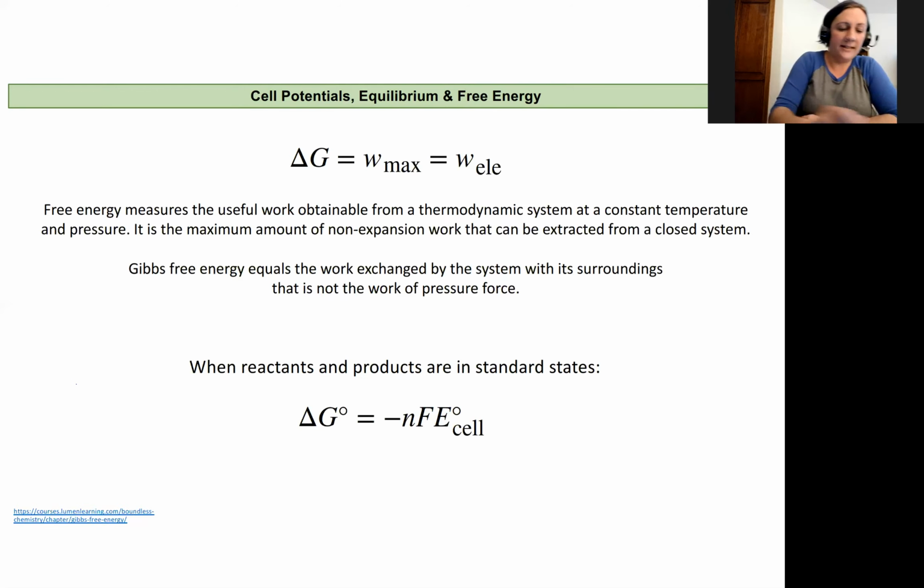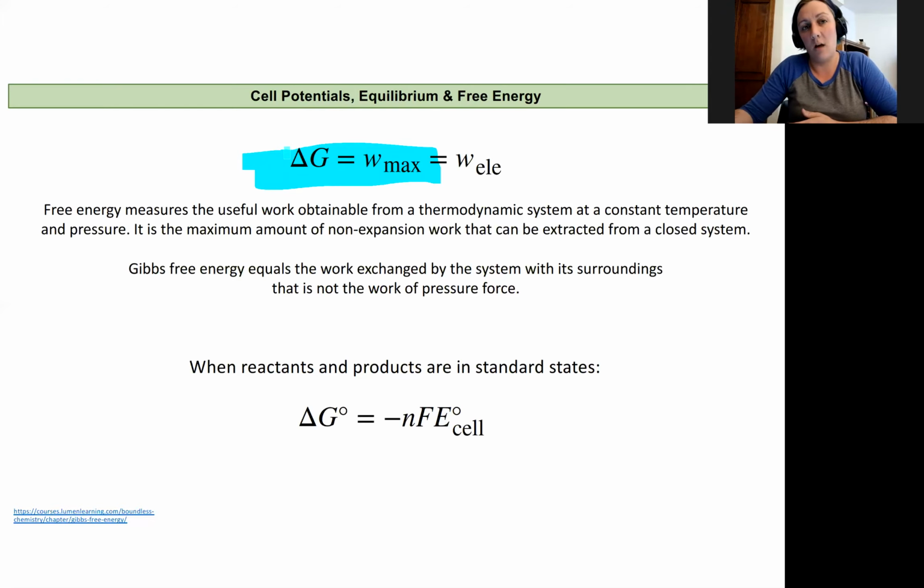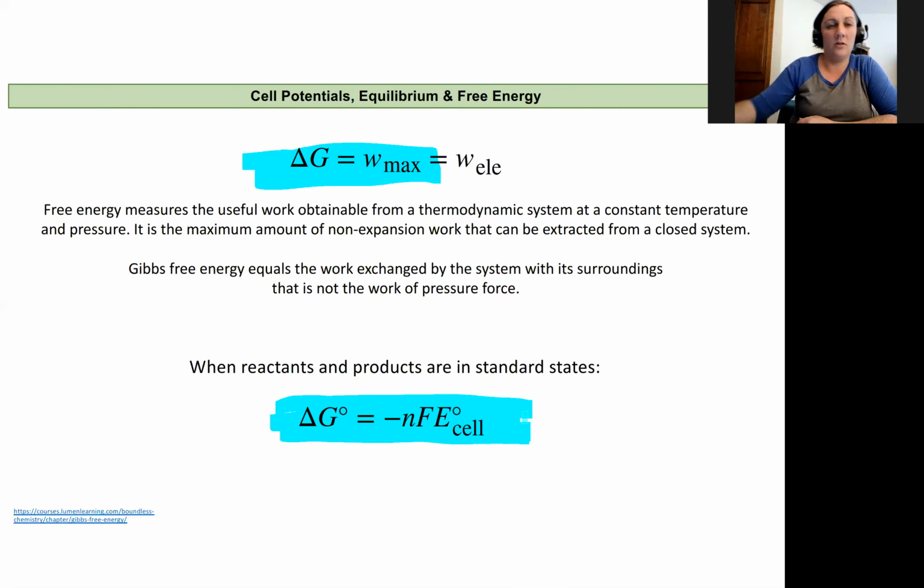So if we can say that that change in Gibbs free energy is representative of the maximum amount of work that can be accomplished by the system, we could say under standard conditions and standard state that the standard change in free energy will be equal to that electrical work, which again is equal to the negative of the number of moles of electrons in our balanced equation times our charge per mole of electrons times that cell potential. And so now we have a way of relating free energy to our cell potential for these redox reactions.